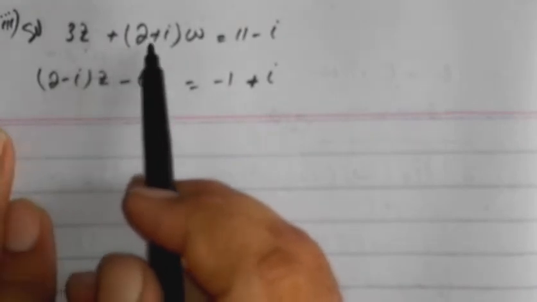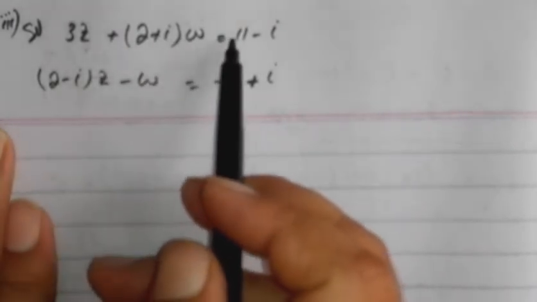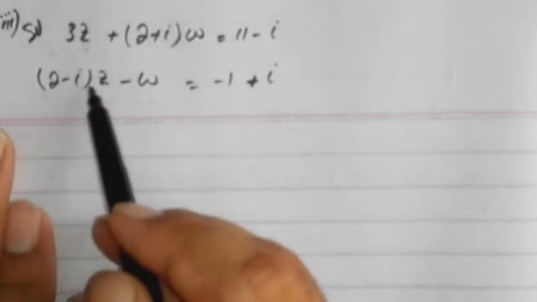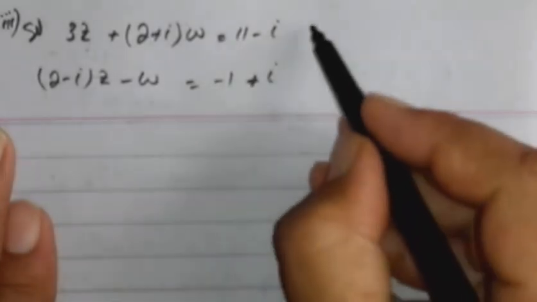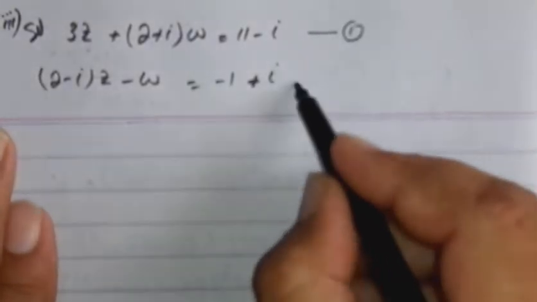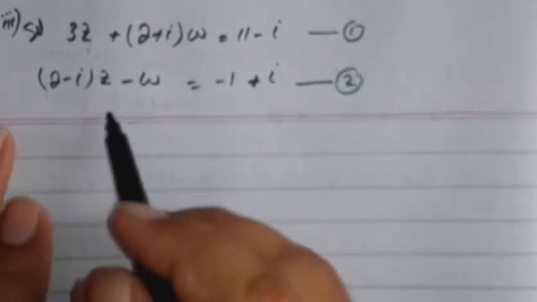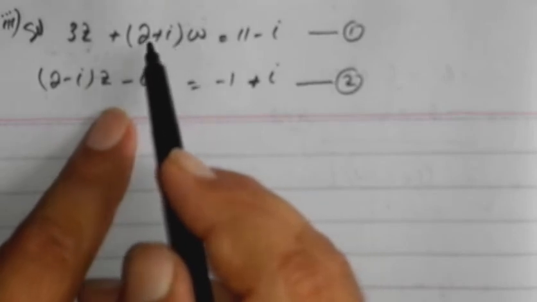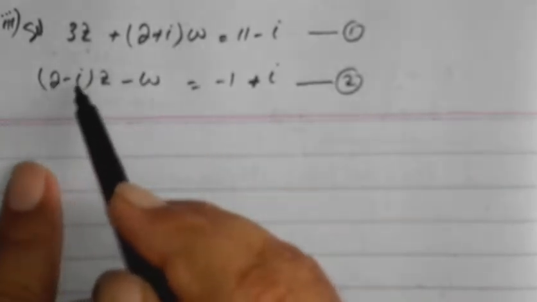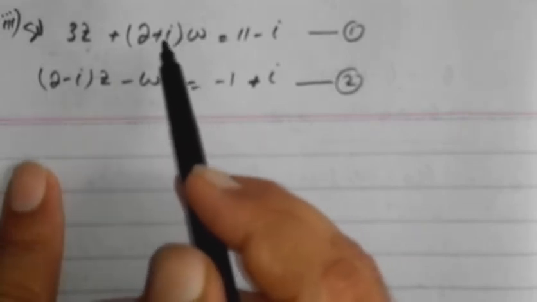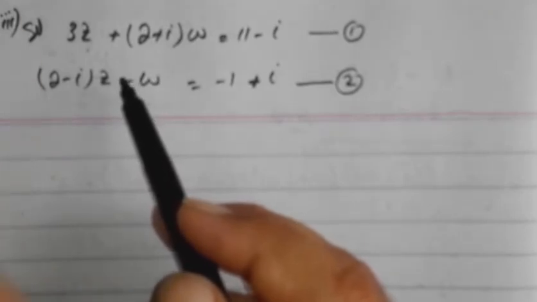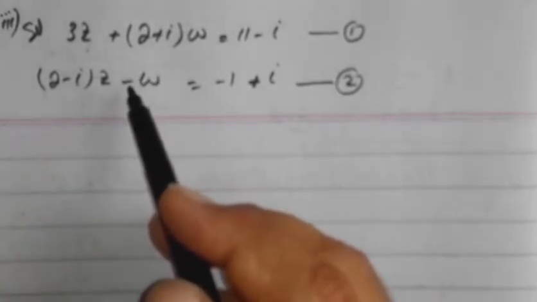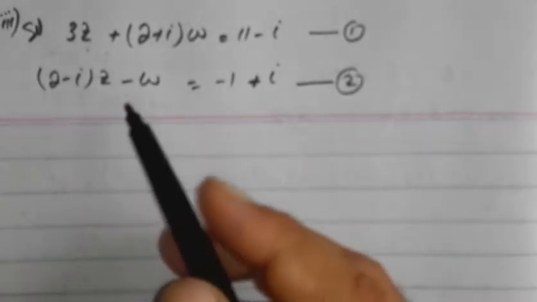Now look at part third. 3z + (2 + i)w = 11 - i, and (2 - i)z - w = -1 + i. So first give them names, equation 1 and 2. Now look here, the coefficient of w is 2 + i. So we will multiply equation 2 by 2 + i and then subtract 1 from 2 or 2 from 1. So we will get the value of z, and then we will substitute it in equation 1 or 2. So we will get the value of w.